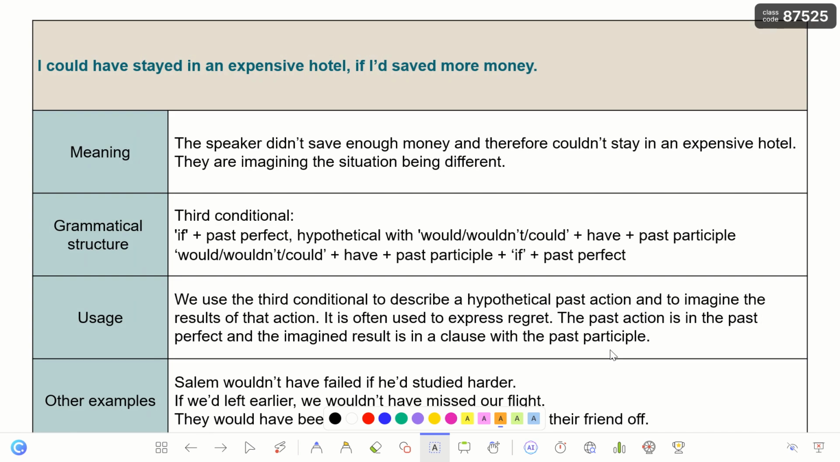Okay. What's the rule here? This is our fourth rule, which is the third conditional. In general, we studied conditionals together in term 1.